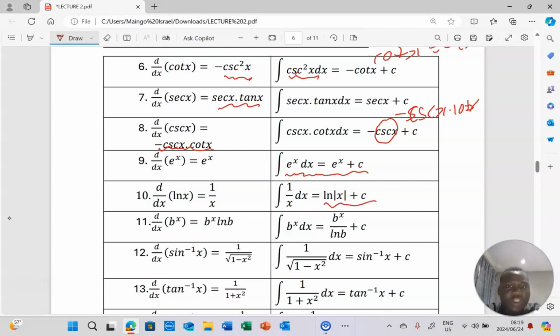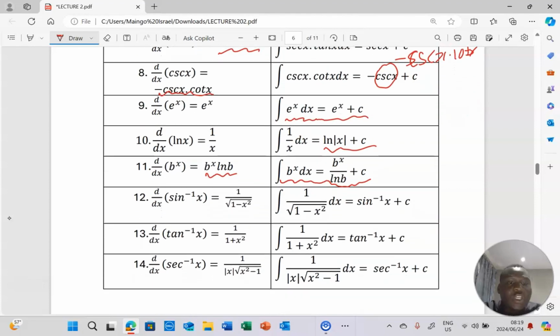So I hope this is very clear. Number 11, d over dx of the exponential function b to the power x is equal to b to the power x times ln of b. This means that the integral of b to the power x times dx is just equal to b to the power x over ln of b plus a constant c. So that's how we easily do it.